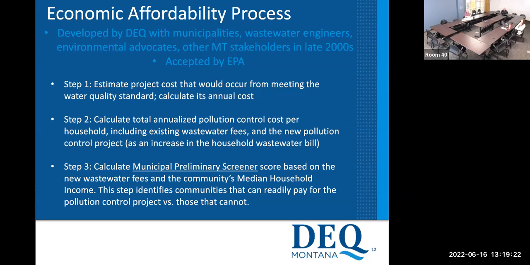The third step is to calculate something called the municipal preliminary screener score. That's based on the new wastewater fees and the community's median household income. This step identifies communities that can readily pay for this upgrade versus those that cannot. So that's why it's a screener.